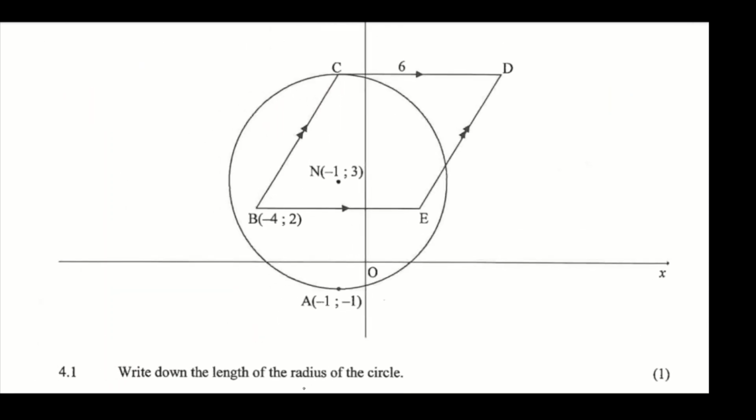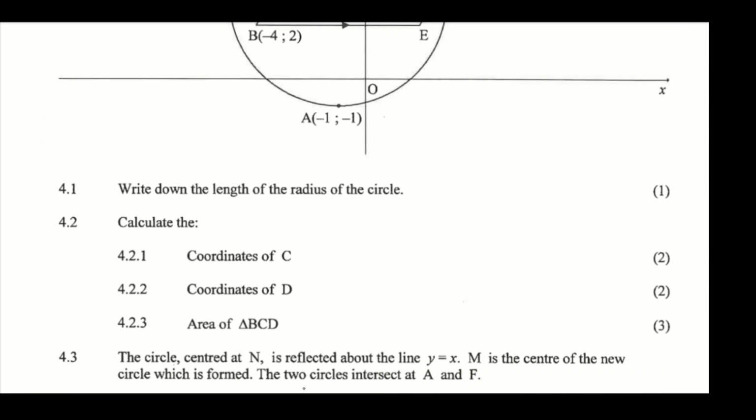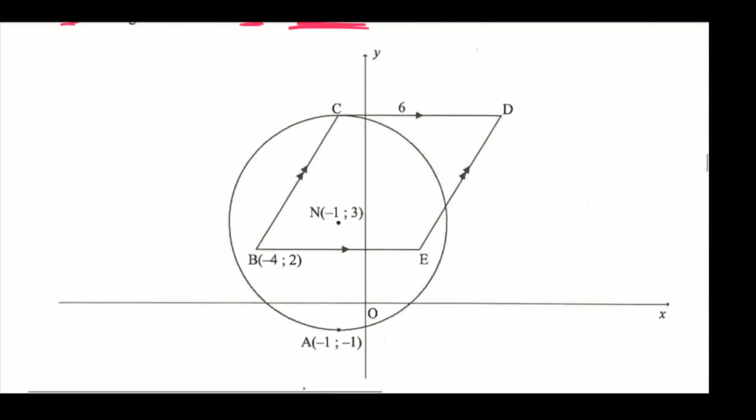So as you can see in the diagram and the information provided, let's do 4.1, which says to write down the length of the radius of the circle. So what we have here is for us to identify the radius of the circle. This is the center, and this is at the circumference, right? To find the length of this radius, because we are looking at a vertical line, which is defining the y values, vertical lines are defining the y values. We can easily find the length of this radius using this y value here and this y value here.